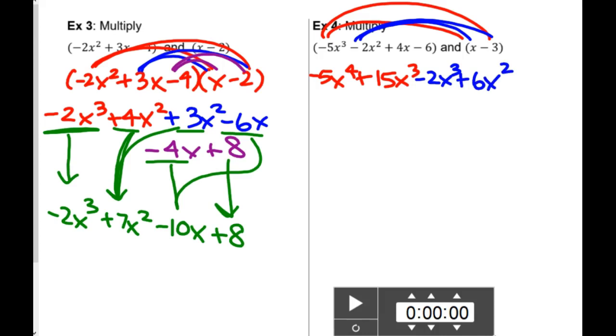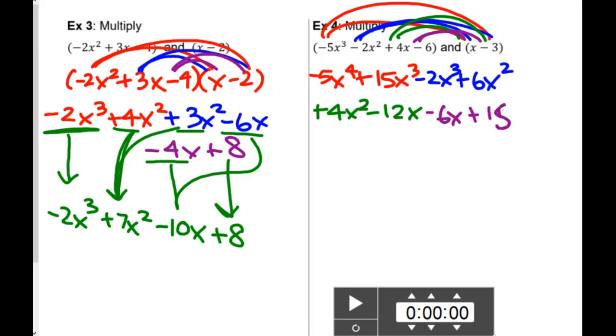Now, third term. Now this one's extra long, right? 4x times x is 4x squared. 4x times negative 3, negative 12x. And then negative 6 times x is negative 6x. Negative 6 times negative 3, positive 18.